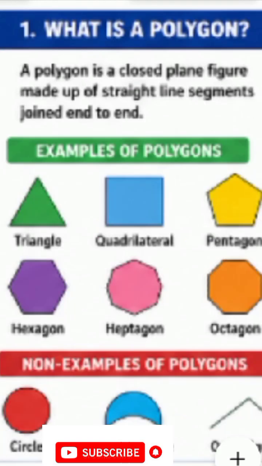These are non-examples of polygon. Circle is not an example of polygon. Curved surface is not an example of polygon. An open figure is not an example of polygon. So when you see a circle, because of the curve, it is not an example of polygon. A polygon is always bounded by straight lines, no curve. So that should be noted.